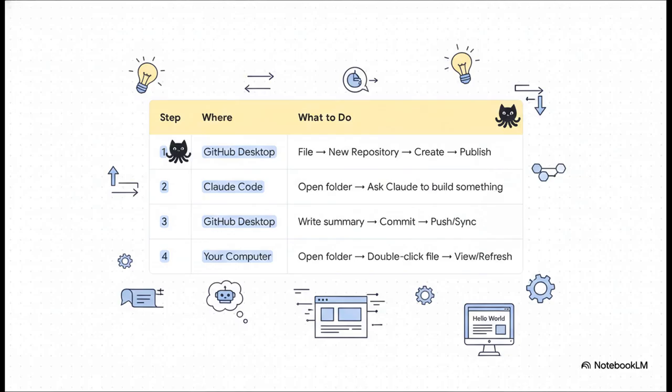Step 1 is in GitHub Desktop. Create and publish your project folder. Step 2 is in Claude Code. Open that folder and ask the AI to build something cool. Step 3, you hop back to GitHub Desktop, write your summary, commit, and push to sync it. And finally, step 4, on your computer, find that folder, double-click the file, and see your work. That's the whole loop, right there.